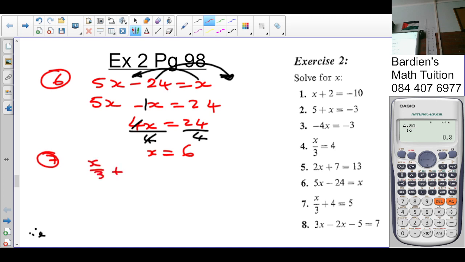x over 3 plus 4 equals 5. Monica? Yes, what's your answer? 3. How did you get 3? What's your first step you wrote here after? x over 3? Yeah? So you minus 4, yes? So that cancels. So that x over 3 is equal to 1. Now what did you do? No, you're right.